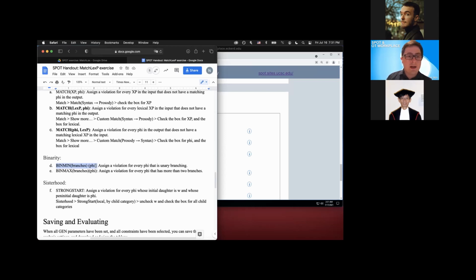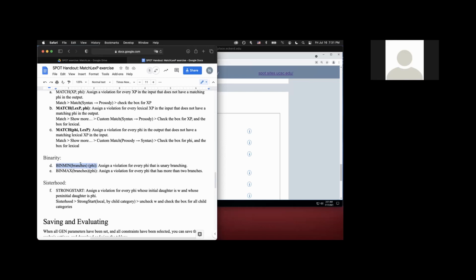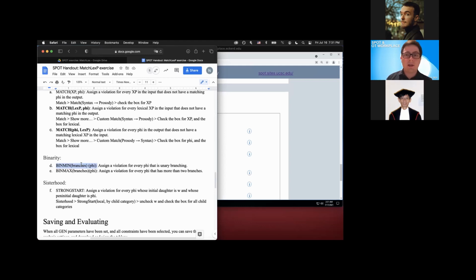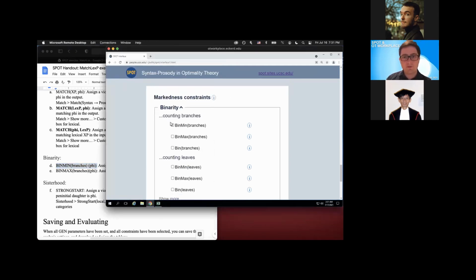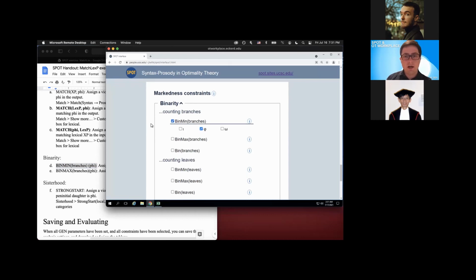So binarity minimum will say that every phi should be at least binary branching. So it'll assign a violation to every candidate that has a unary branching structure. That would be like if you had a phi that only dominated a single word, that's unary branching, and this will assign a violation to that candidate. But if you have a phi that then dominates two words, that'll be binary branching, and that won't be assigned a violation. So to incorporate this, all we have to do is click on bin min branches. And by default, it's already counting at the phi level.